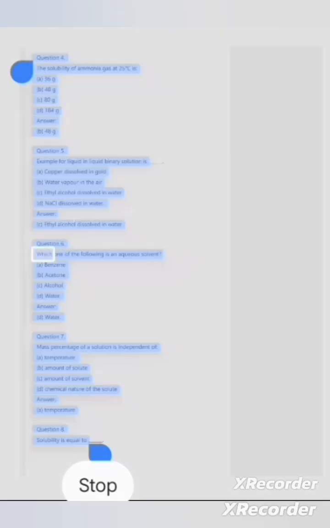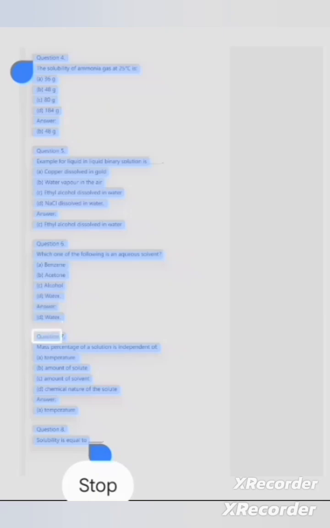Question 6. Which one of the following is an aqueous solvent? A. Benzene. B. Acetone. C. Alcohol. D. Water. Answer D. Water.